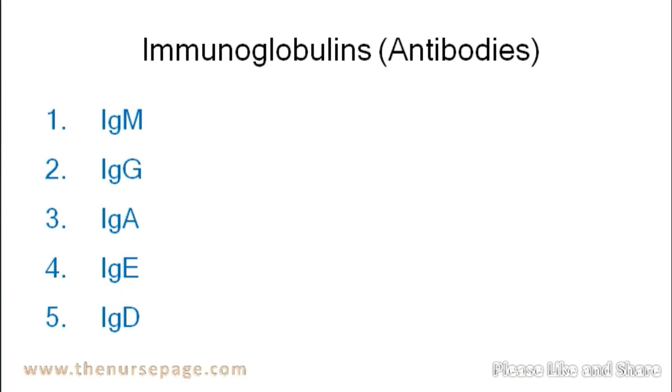Next, we can check the immunoglobulins or antibodies. There are 5 types of immunoglobulin. They are IgM, IgG, IgA, IgE and IgD. Now we can check the types of immunoglobulin one by one.